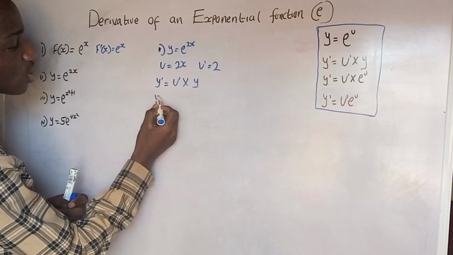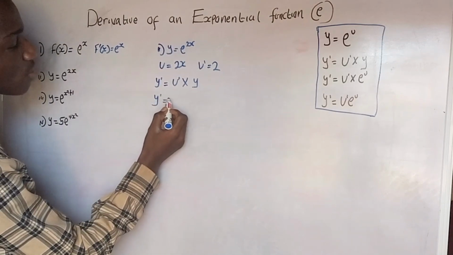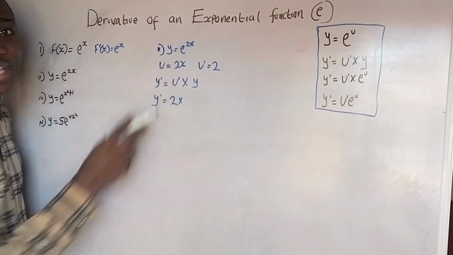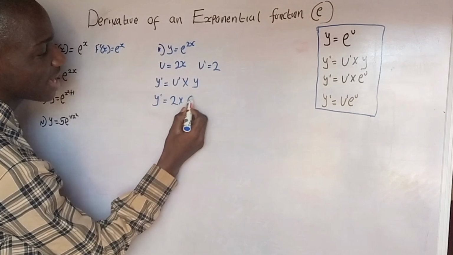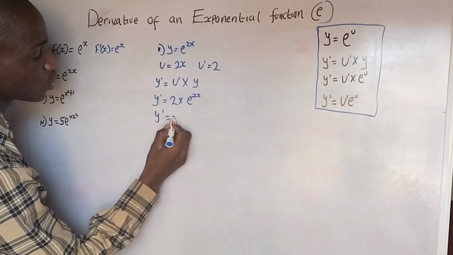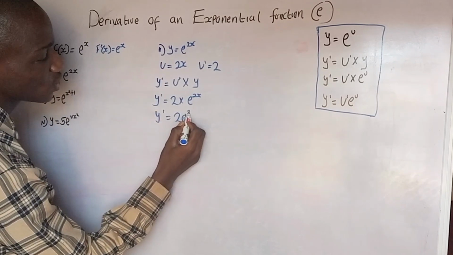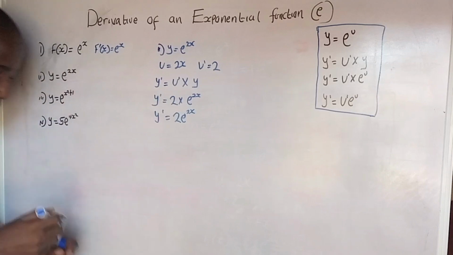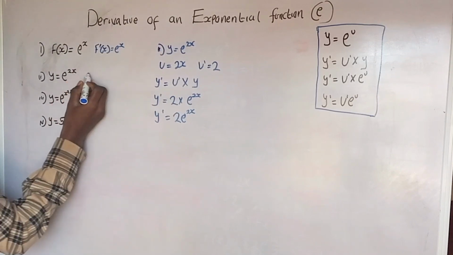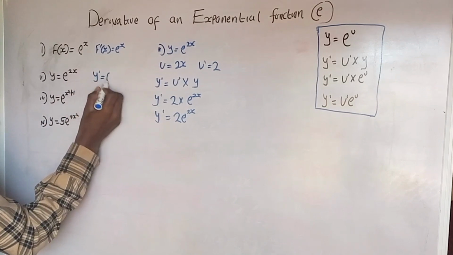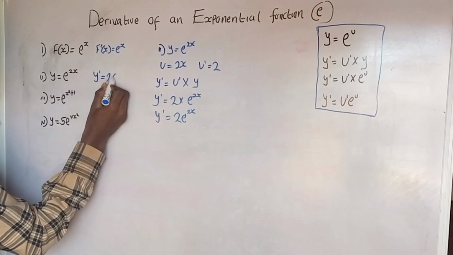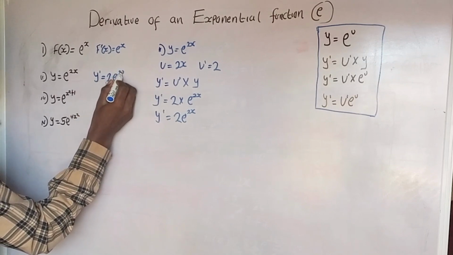In that case, I can substitute both the derivative of u and y. The derivative is 2 multiplied by, what is y? y is equal to e^(2x). So I'm going to have e^(2x) in this place. So the derivative of y is equal to 2e^(2x).